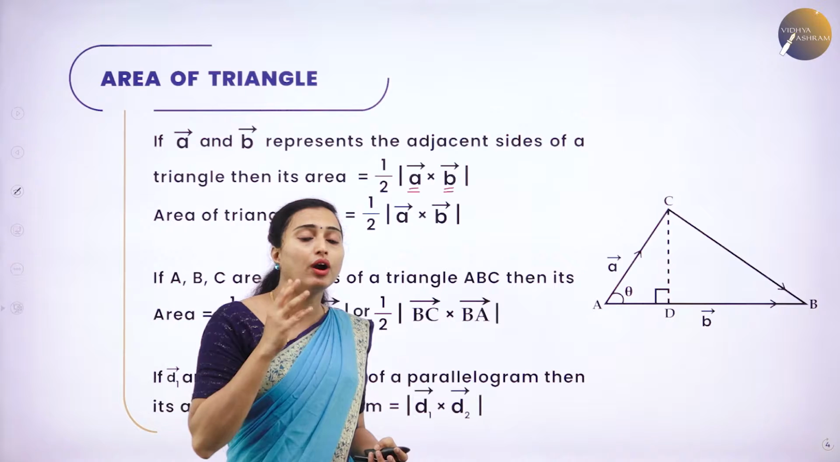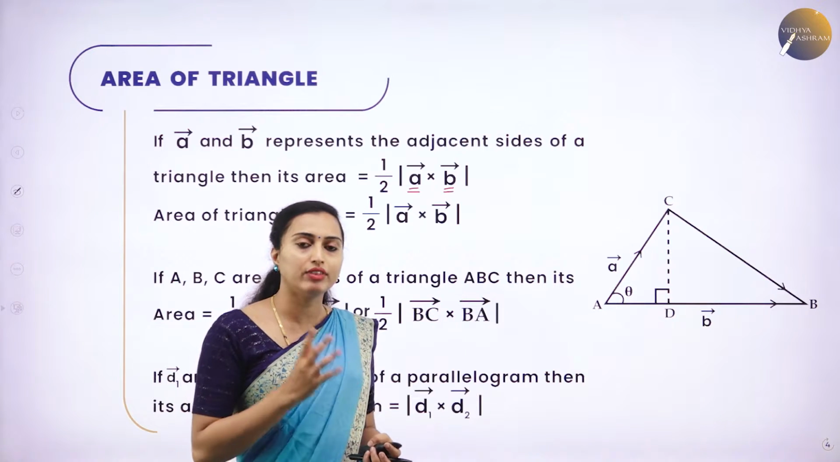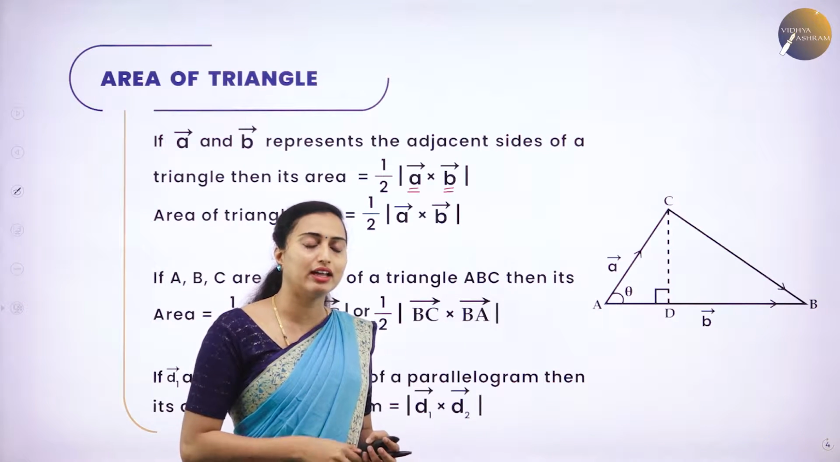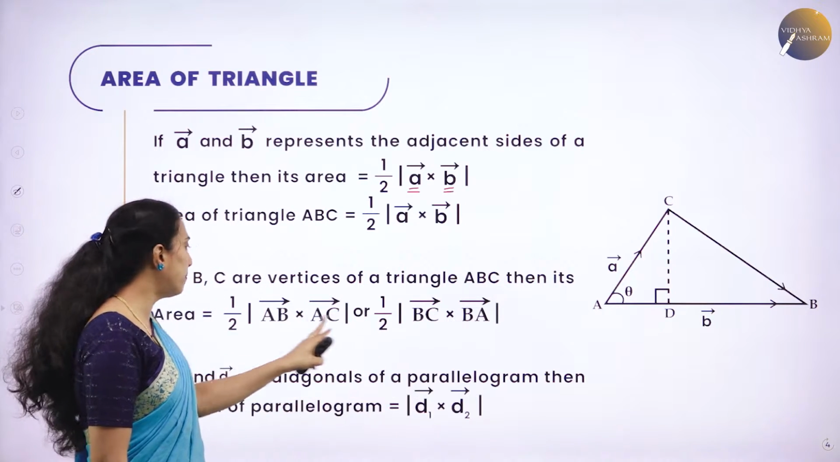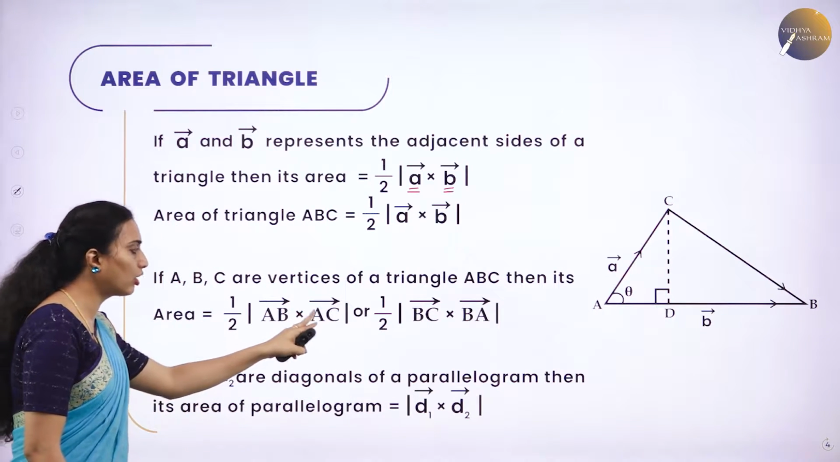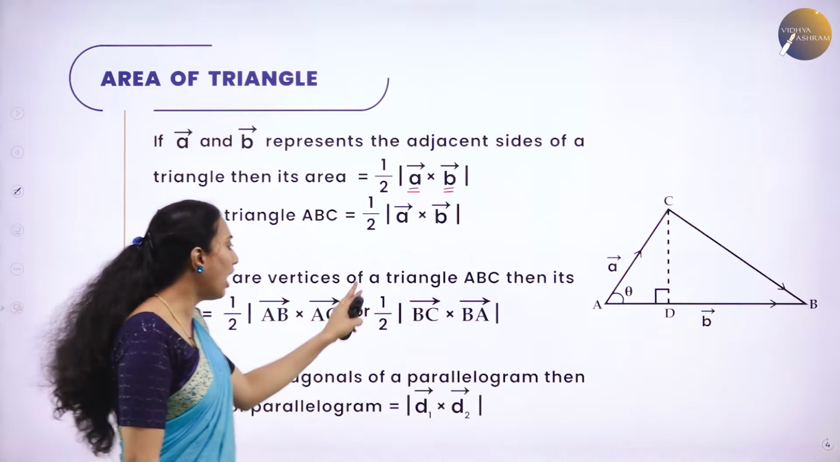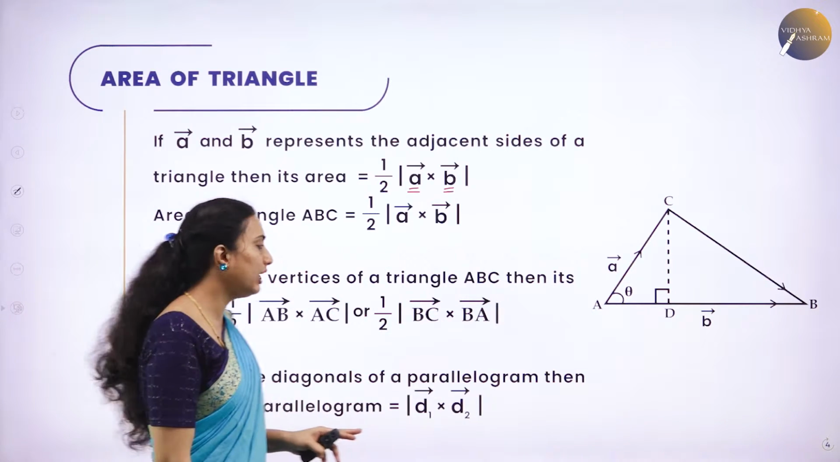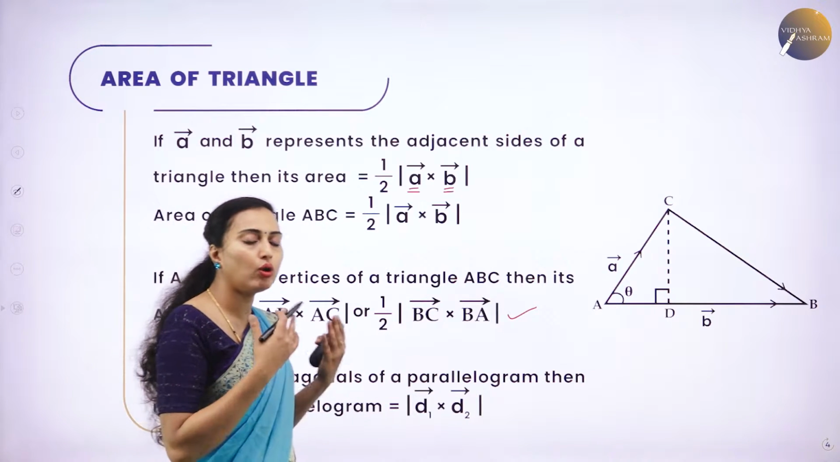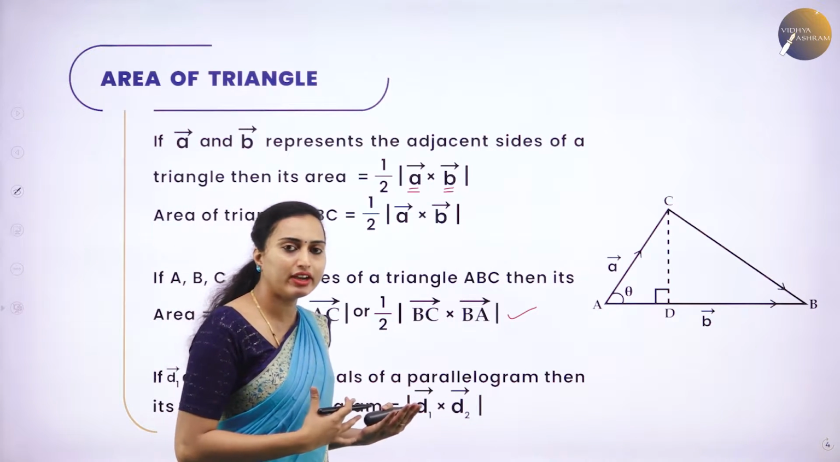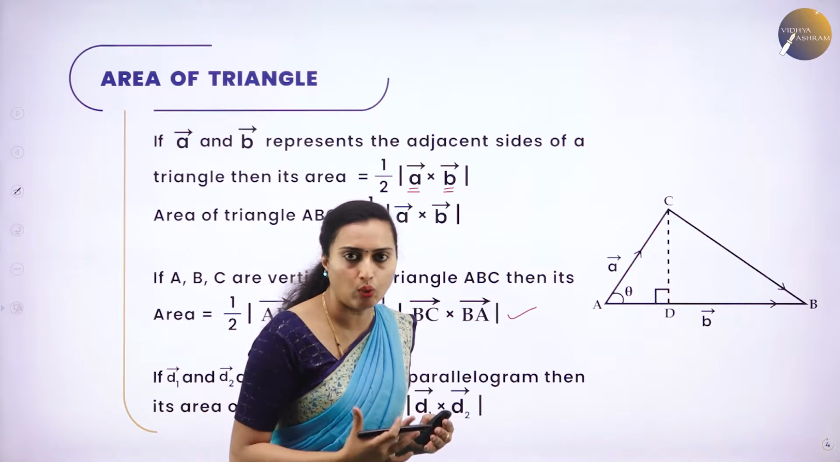So next will be if ABC are the vertices. Suppose they do not give the vectors directly, but they have given the points of the triangle, then how do we find the area of the triangle? It is given by half into AB vector cross AC vector, or half into BC vector cross BA vector. So this you have to remember, where AB vector you can find as OB minus OA, AC vector you can find as OC minus OA, like that.